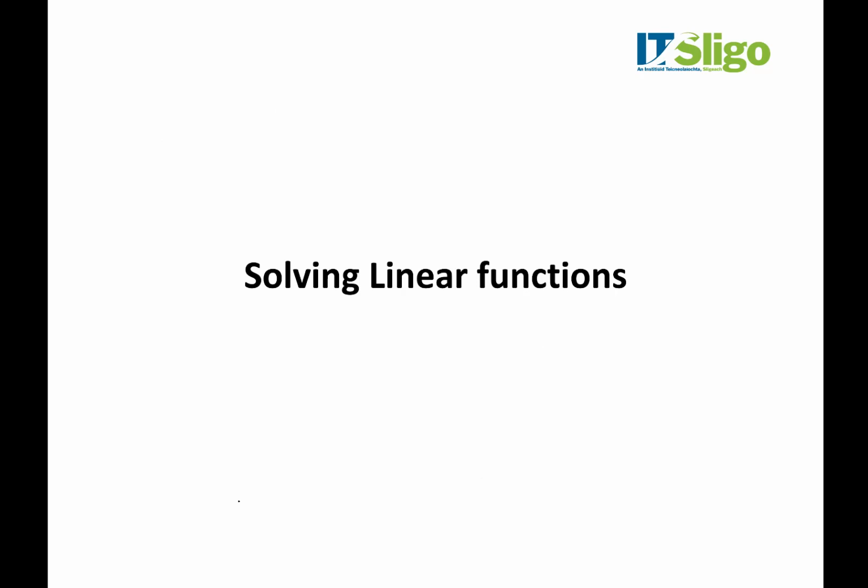So now we're just going to introduce solving linear functions. Most of you are very familiar with this from school, but it's just to lay down the ground rules. So first of all, what does it mean when I solve an equation? When x is equal to 6, what does that mean?